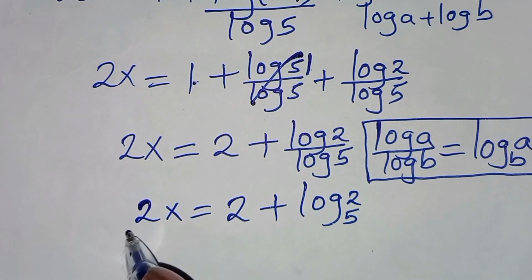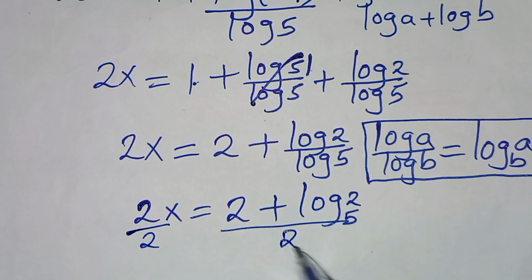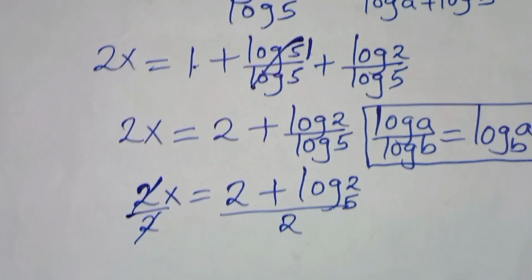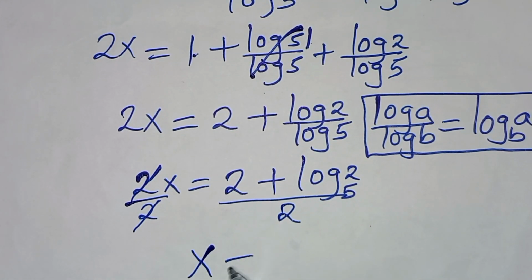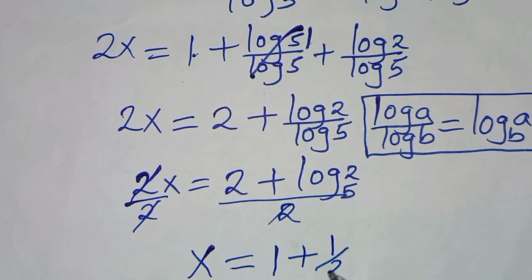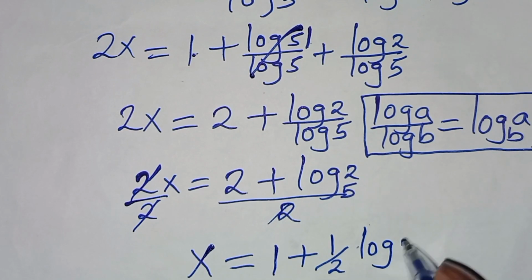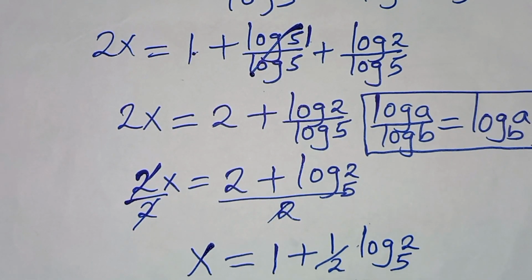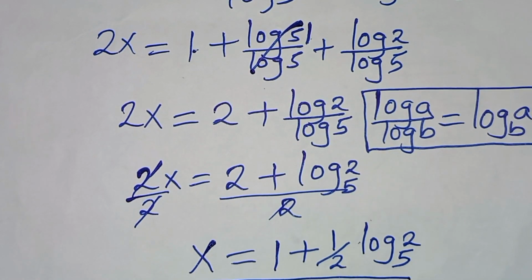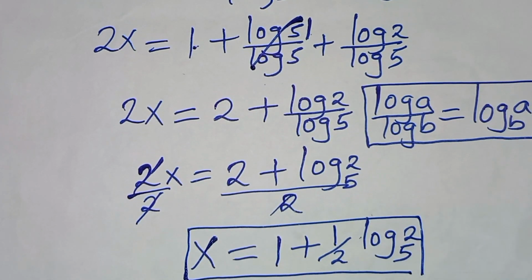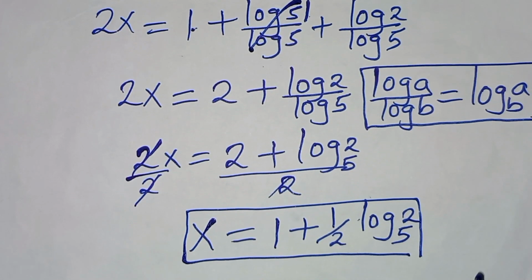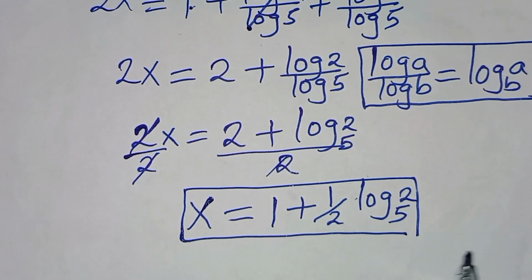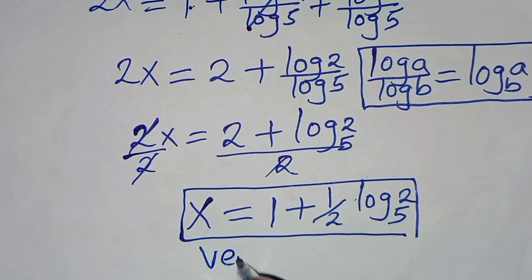So let's divide both sides by 2, so that now we'll have the value of x equal to 1 plus half log 2 to base 5. So this is the value of x. Let's verify that this value of x actually satisfies the equation.